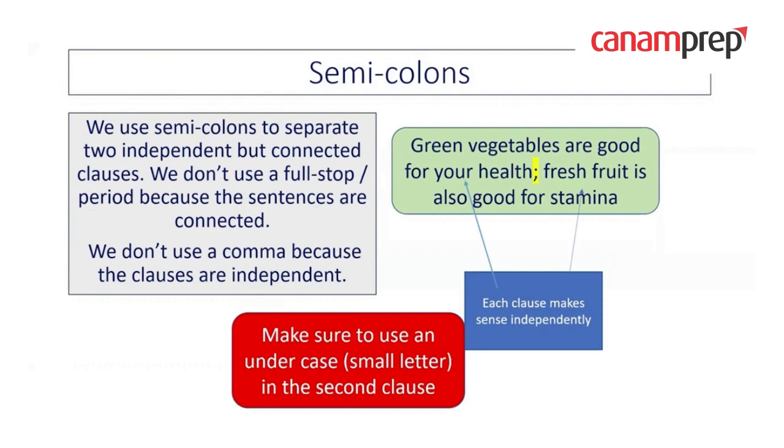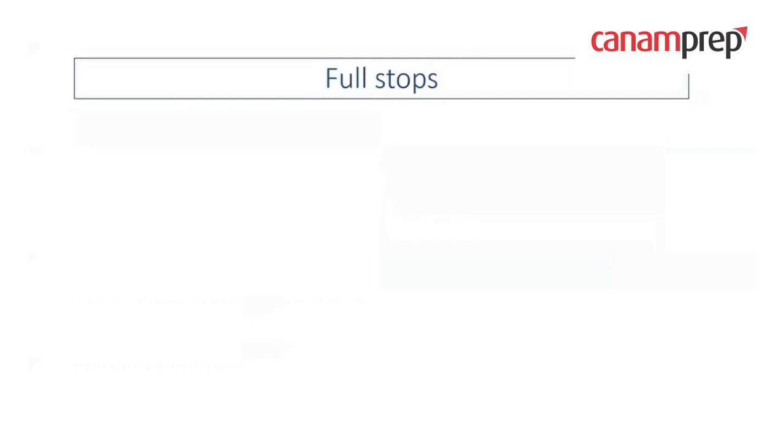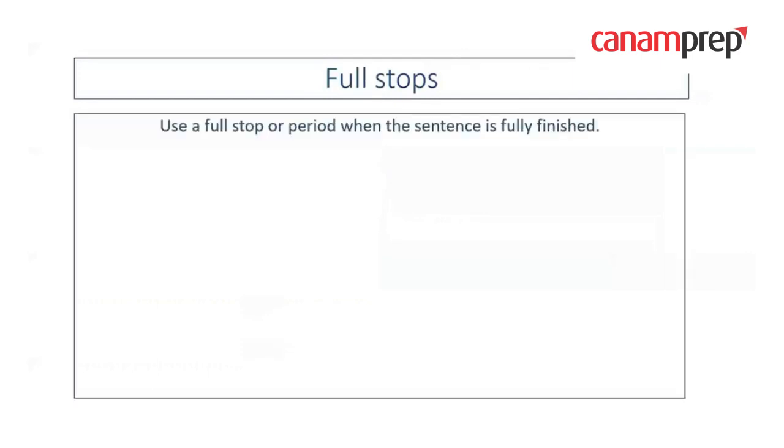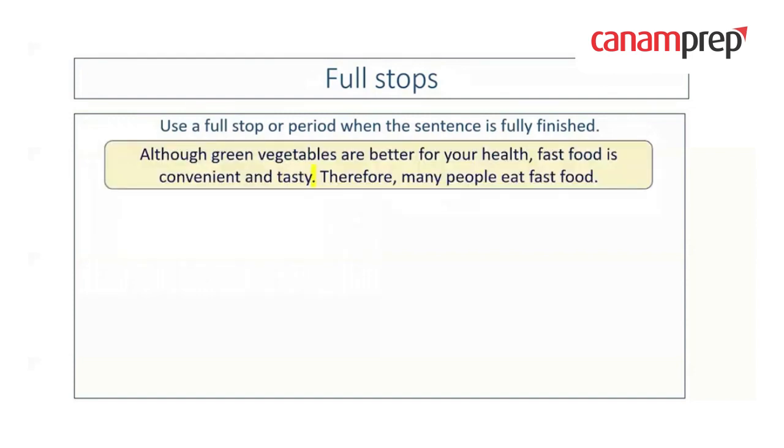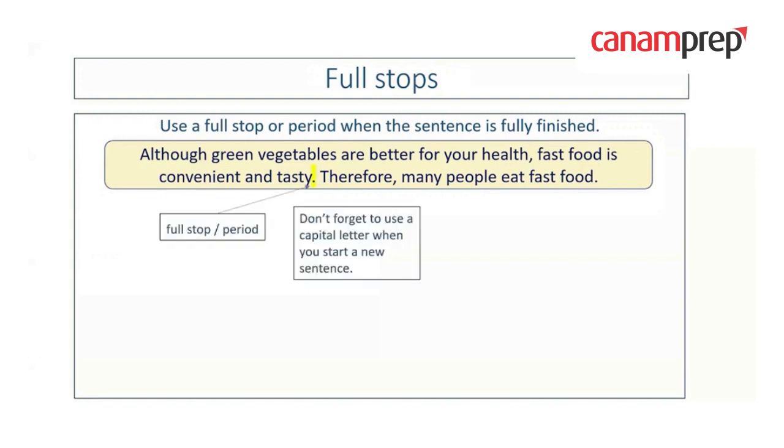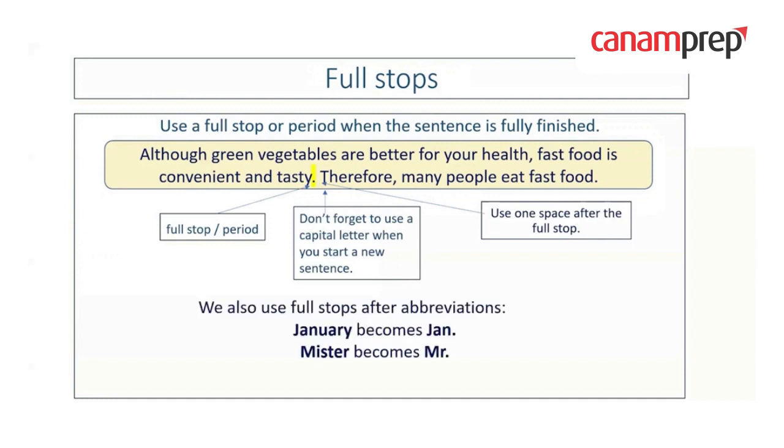Full stops. We use a full stop or period when the sentence is fully finished. For example, although green vegetables are better for your health, fast food is convenient and tasty. Full stop. Therefore, many people eat fast food. So make sure that you use a capital letter in the next sentence after the space, and use that one space between the full stop and the next letter.